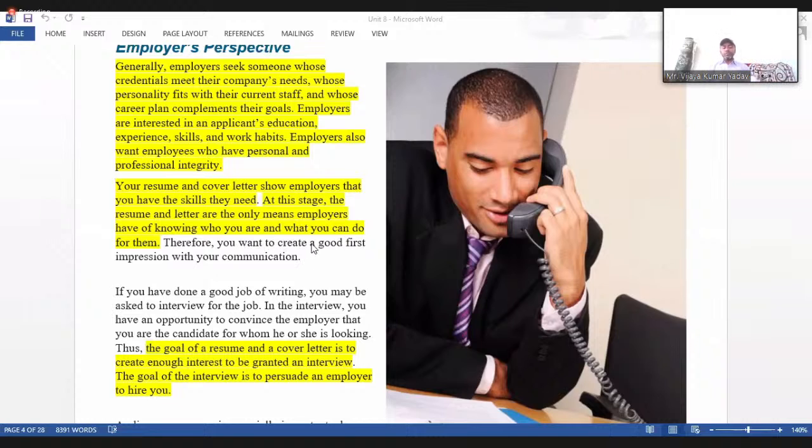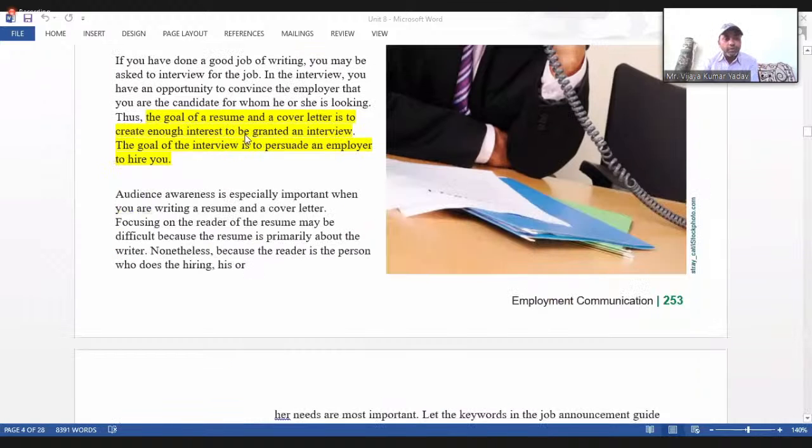Okay, so from the resume or the cover letter, the job application, the employers can easily know who you are and what you can do. The goal of a resume and a cover letter is to create enough interest to be granted an interview. The goal of the interview is to persuade an employer to hire you.